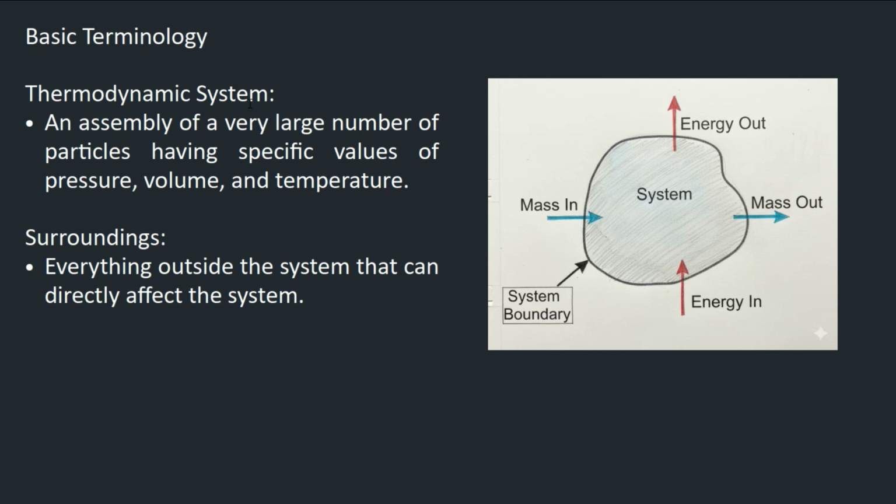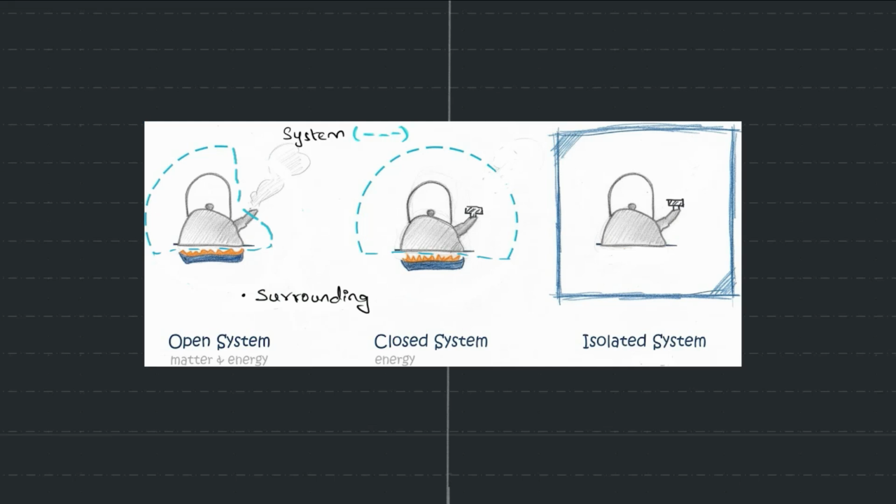A quantity of matter or a region in space where we choose to study, separated from everything else by a boundary. That makes up a system. Or an assembly of a very large number of particles having specific values of pressure, volume and temperature is another definition. Till now we have been defining it as, let me not show you that.